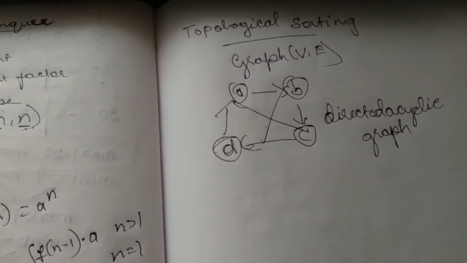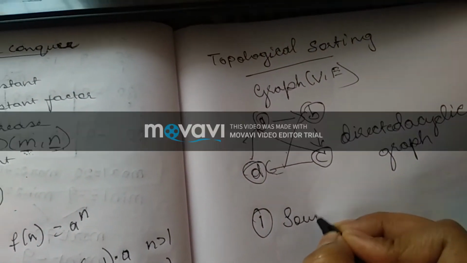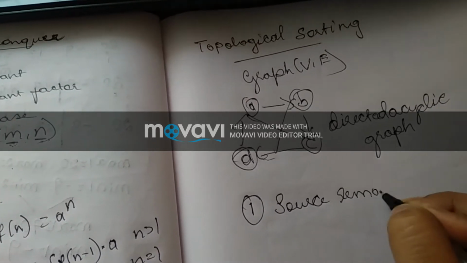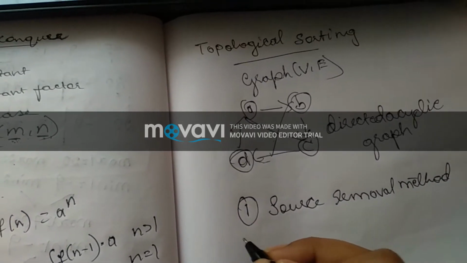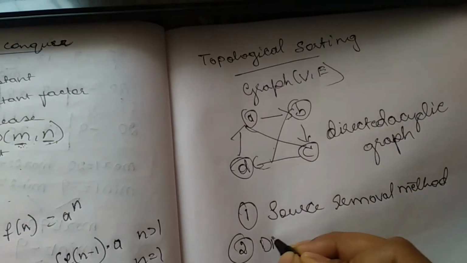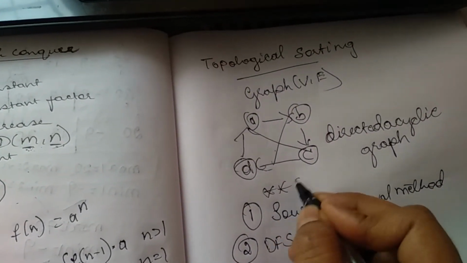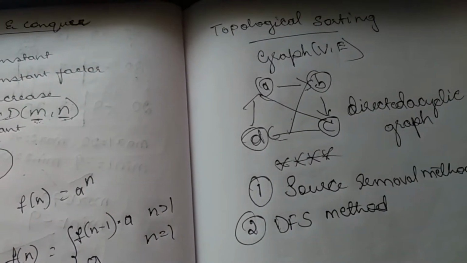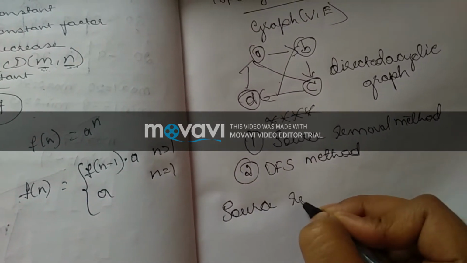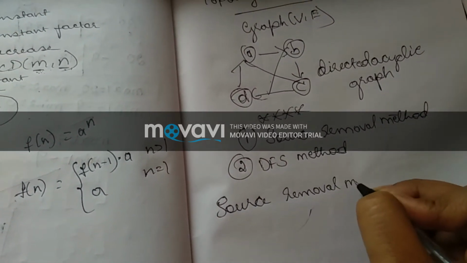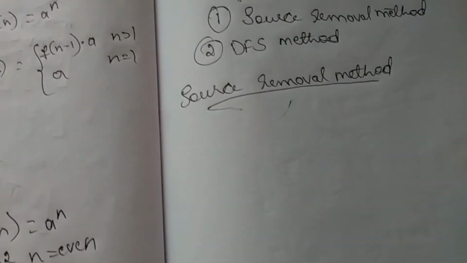Fine. To do this topological sorting problem, we have two methods. One is the source removal method, and the second method is the DFS method. These are very important, the source removal method and the DFS method. First, I'll go for the source removal method. What do you mean by this source removal method first?